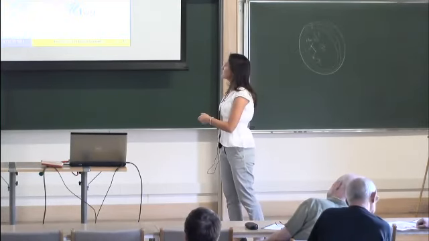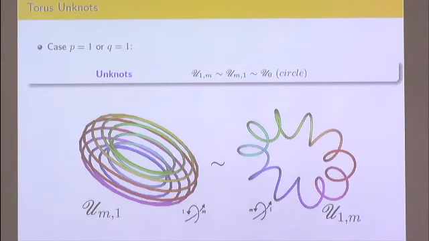And in this case, we can have a representation like this. For instance, here we have a number m of coils in the longitudinal direction, and just 1 in the meridional direction. On the other hand, we have just 1 coil in the longitudinal direction and m coils in the meridional direction. Again, these are topologically equivalent, and they are also topologically equivalent to the standard circle.